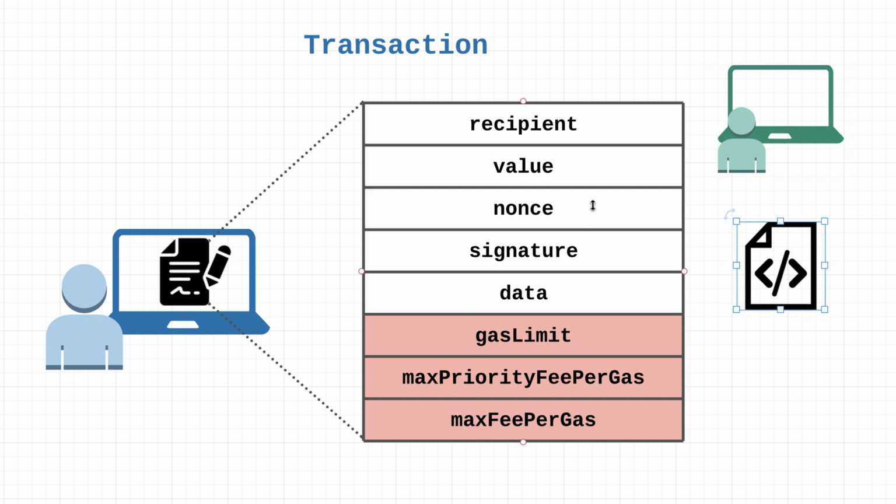Moving on from that, we have the nonce, pronounced nonce. So what is the nonce? A nonce is a unique number that is required for every single transaction. For EOAs, this number is the number of transactions sent from the account. For contract accounts, it's the number of contracts created by the account.